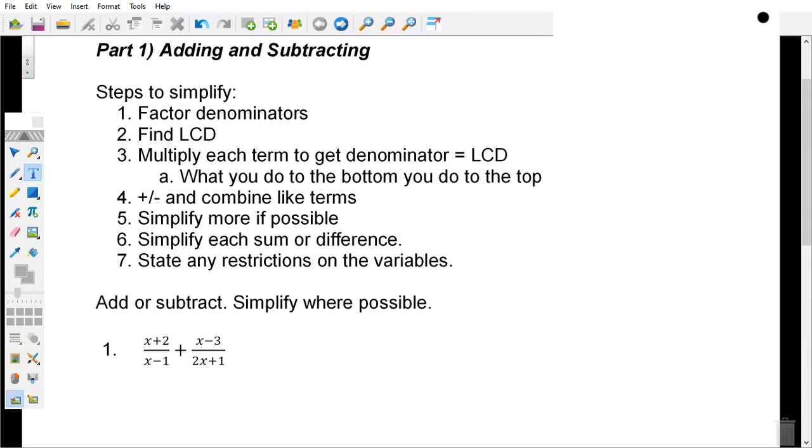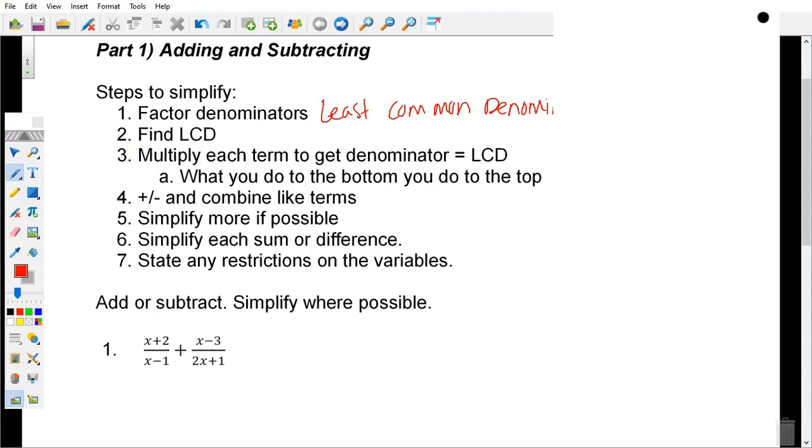So when we're doing this, the first thing we want to do is factor the denominator. The reason why we want to factor the denominator is to figure out what our LCD is. Remember, LCD is your least common denominator. So very similar to least common multiple, it's just your least common denominator. That's all it is. So what is the smallest number, or variable, that I can multiply both fractions by so that they can have one denominator, okay?